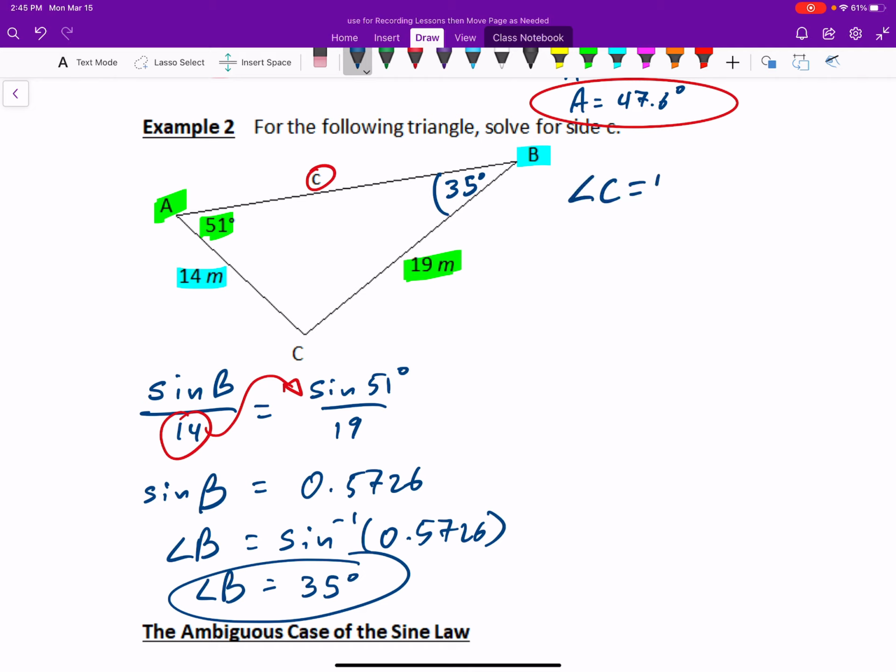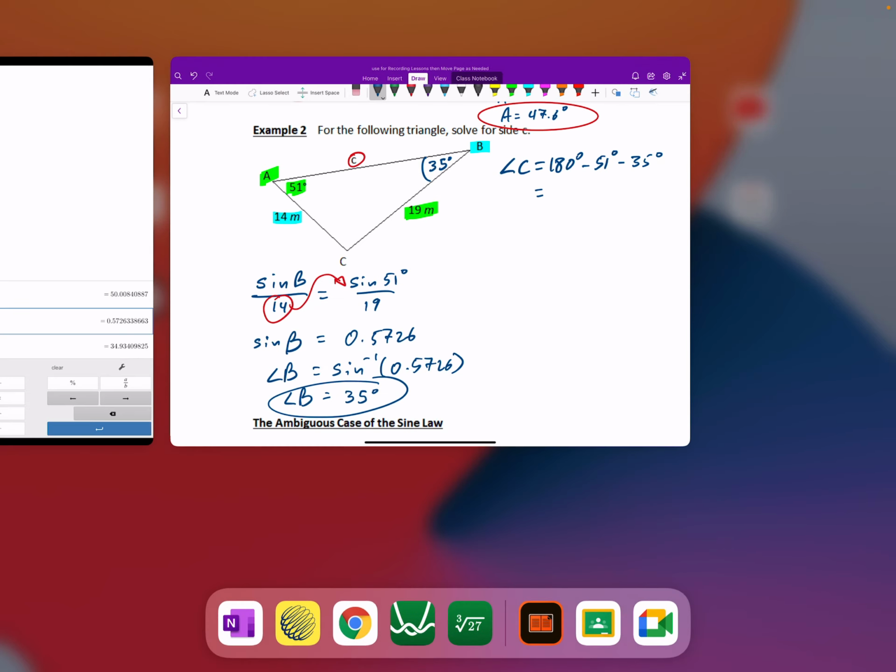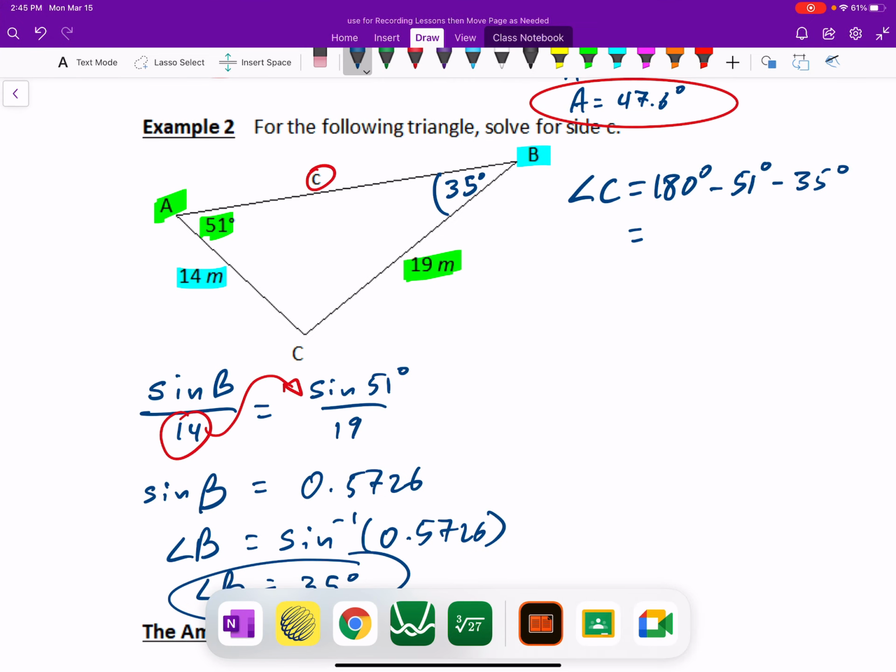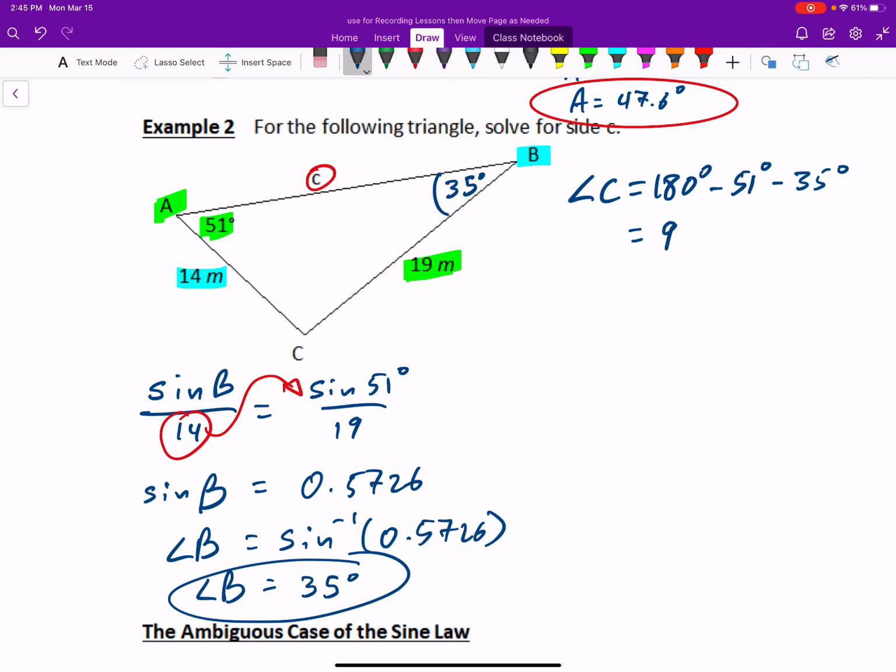Since we know that all angles in a triangle add up to 180 degrees, I can just subtract the angles I know from 180 to see what I've got left. Let's see, 51 and 35 is 86, so I guess I could do this in my head. It would be 94 degrees. So I know that angle C is 94 degrees. Now I've got what I need in order to find side length C, which is what they asked for.